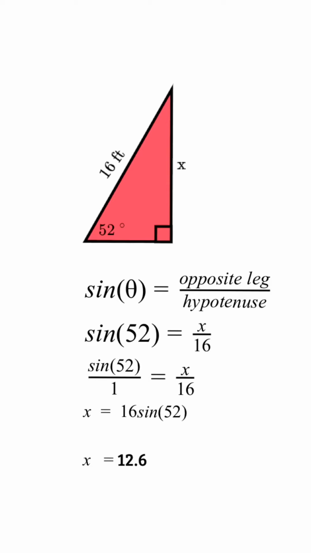So when you do the sine of 52, that's roughly equal to 0.79. So sine of 52 is 0.79, and then you can multiply that by 16. And when you do that, you get 12.6. So that tells us that the height that the ladder reaches on the wall is going to be 12.6 feet.